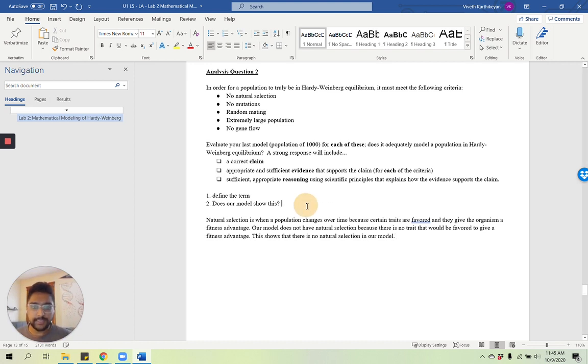But for each one of these things, we're going to go through and define what it is. What is a mutation? What is random mating? Extremely large population seems quite obvious. And then what is gene flow? And does our model meet this? Why or why not? And that's the answer to analysis question 2.